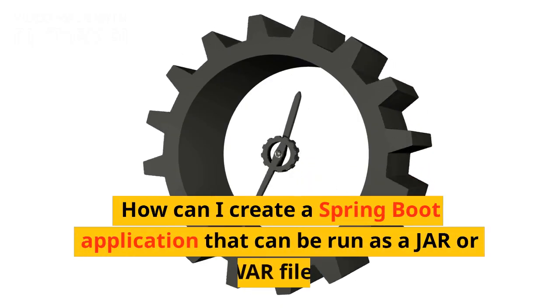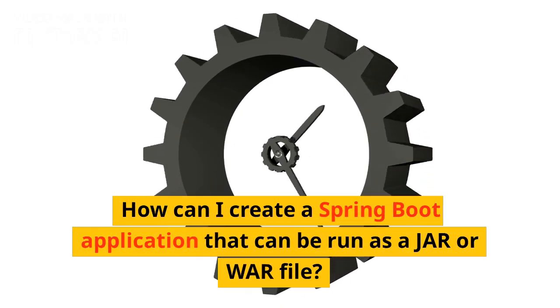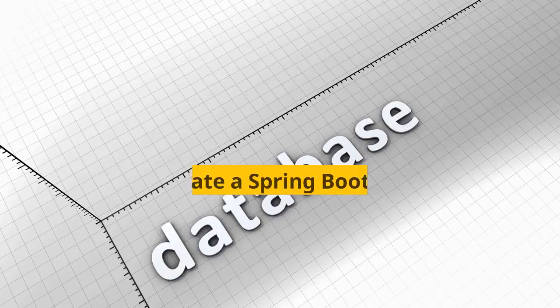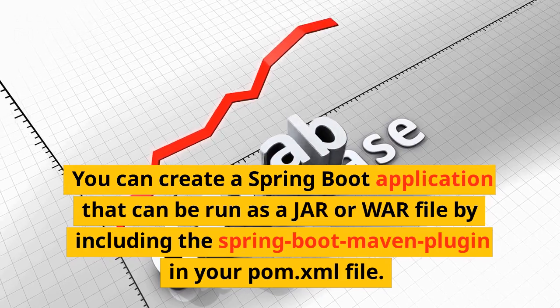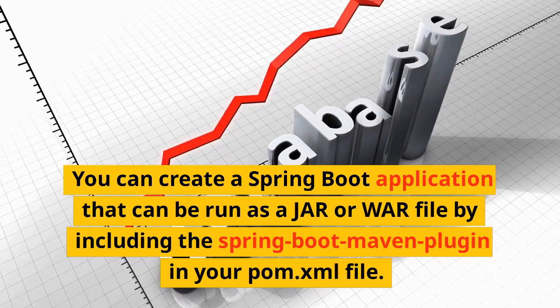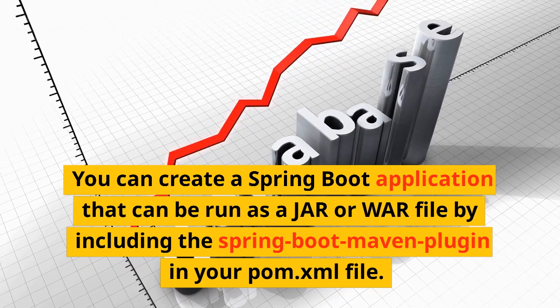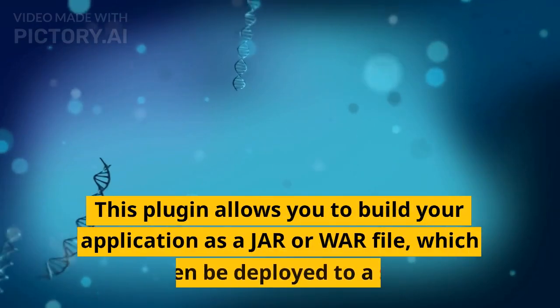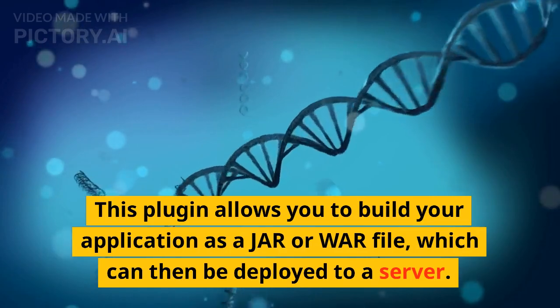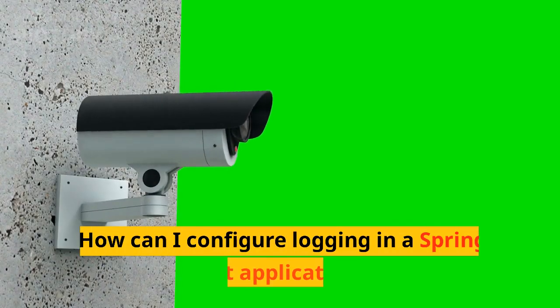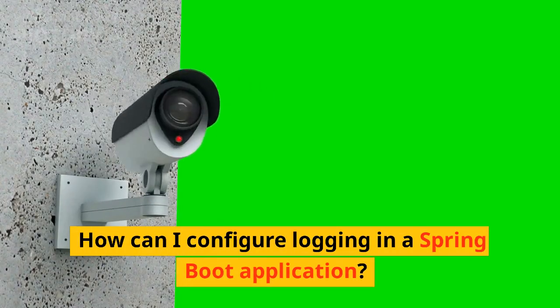How can I create a Spring Boot application that can be run as a jar or WAR file? You can create a Spring Boot application that can be run as a jar or WAR file by including the Spring Boot Maven plugin in your POM.xml file. This plugin allows you to build your application as a jar or WAR file, which can then be deployed to a server. How can I configure logging in a Spring Boot application?